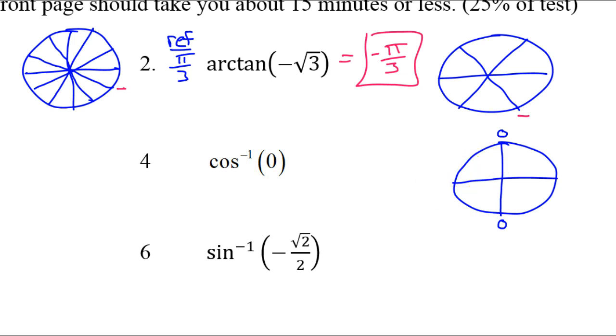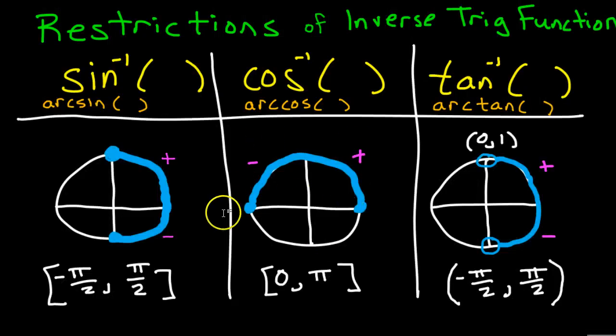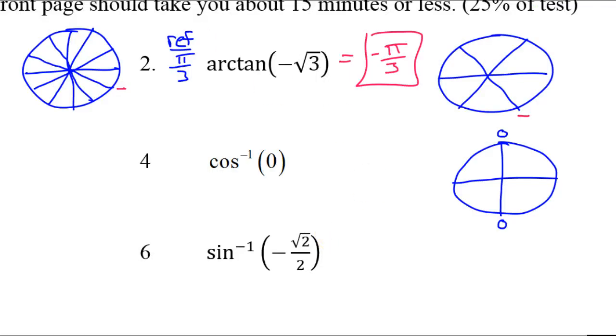However, looking at the restricted range for inverse cosine, we have to stay in the top half of the circle. So we can forget about this one down here. So that's why the answer is going to be pi over 2.